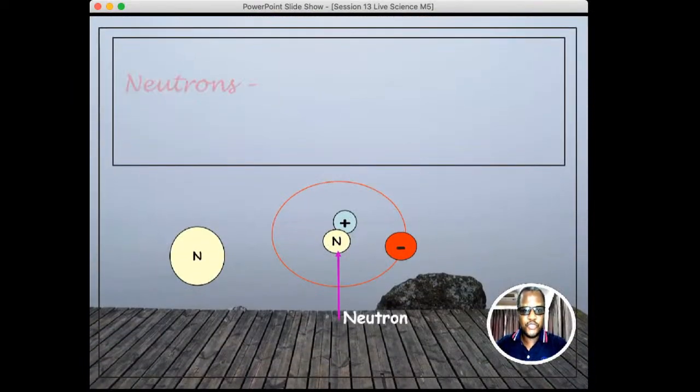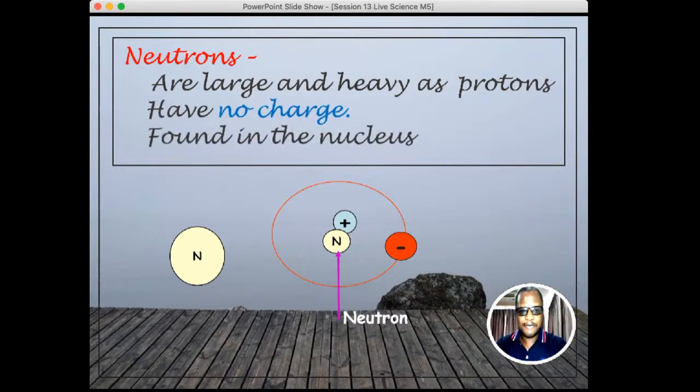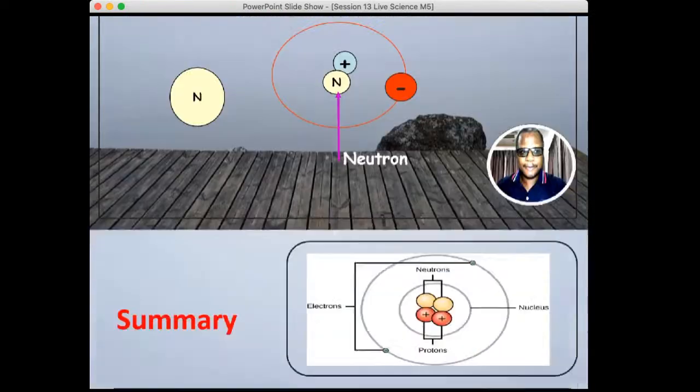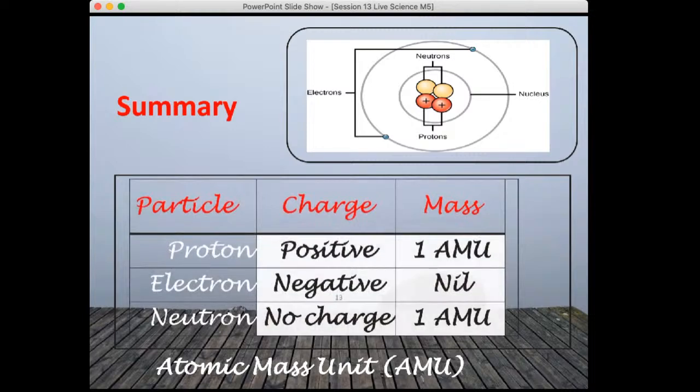The neutrons are also large and heavy as protons. They have no charge at all. And they are also found in the nucleus like protons. So, to summarize, we'll find that the proton, again, has a positive charge and a mass of 1 AMU.